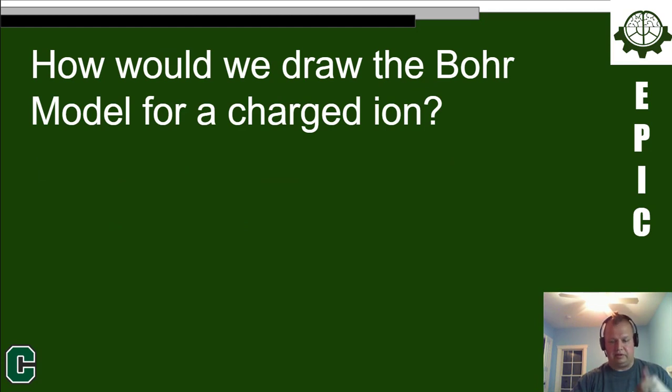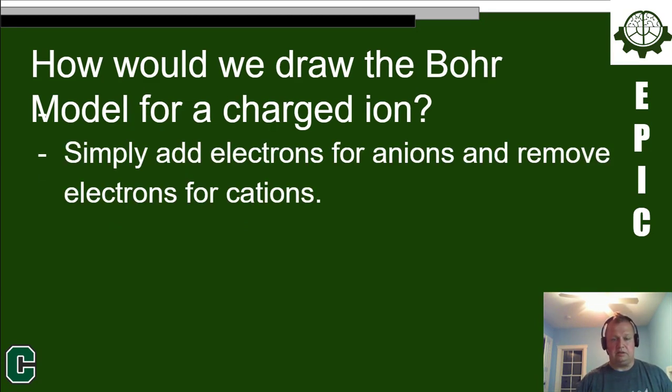How would you draw the Bohr model? We just did that. Simply add the electrons for anions and remove the electrons for cations by the charge, right? If something is a +3, you take away 3 electrons. If it's a -3, you add 3 electrons in.